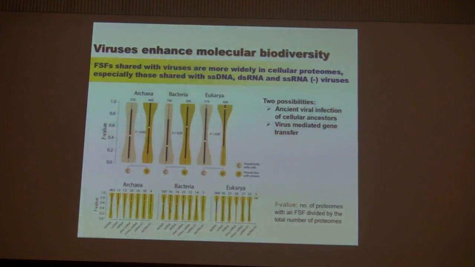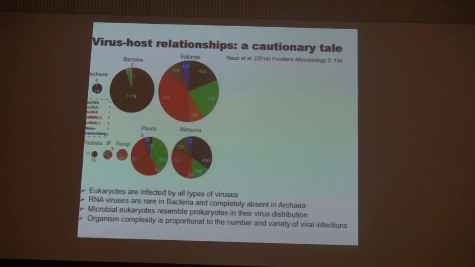So every time that you have a sharing, which is the bright yellow one, the F value, which is the number of proteomes with a fold superfamily divided by the total number of proteomes, this is a fraction of how much that structure is spread in the protein world. It's always higher if viruses are involved. So this is information that viruses in some way enhance molecular biodiversity when it's described at the structural level.